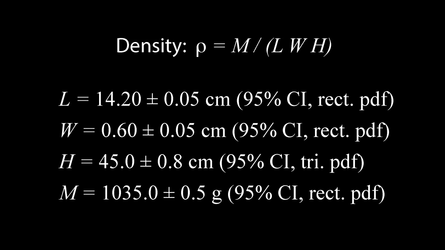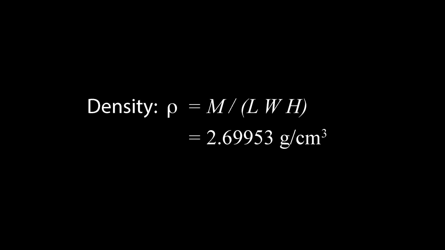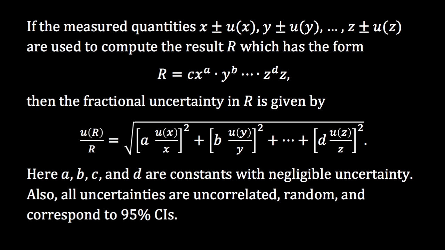Now we want to calculate the density of the bar. Rho is equal to mass divided by the length times the width times the height. We first calculate the result from the measurands. This gives us a result of 2.69953 grams per cubic centimeter. We keep lots of digits until we know the final uncertainty.